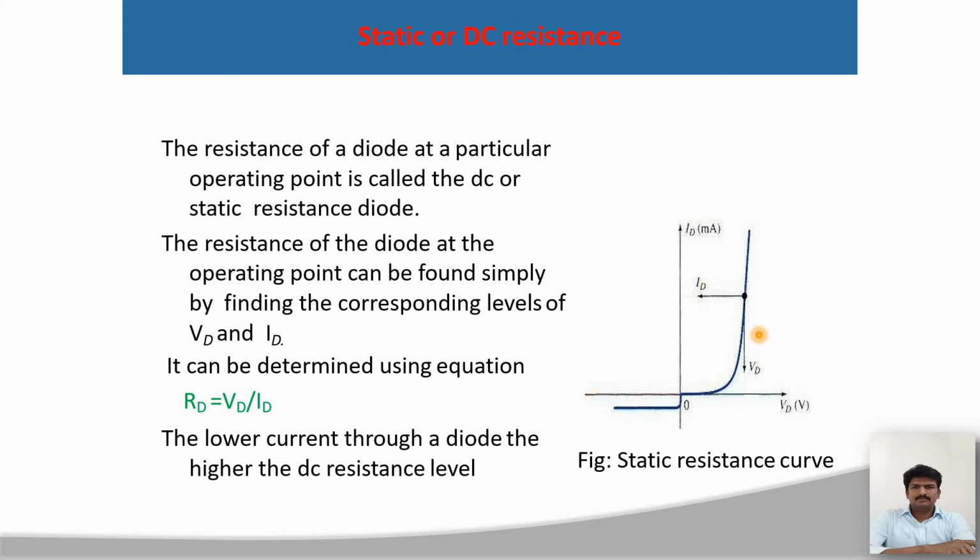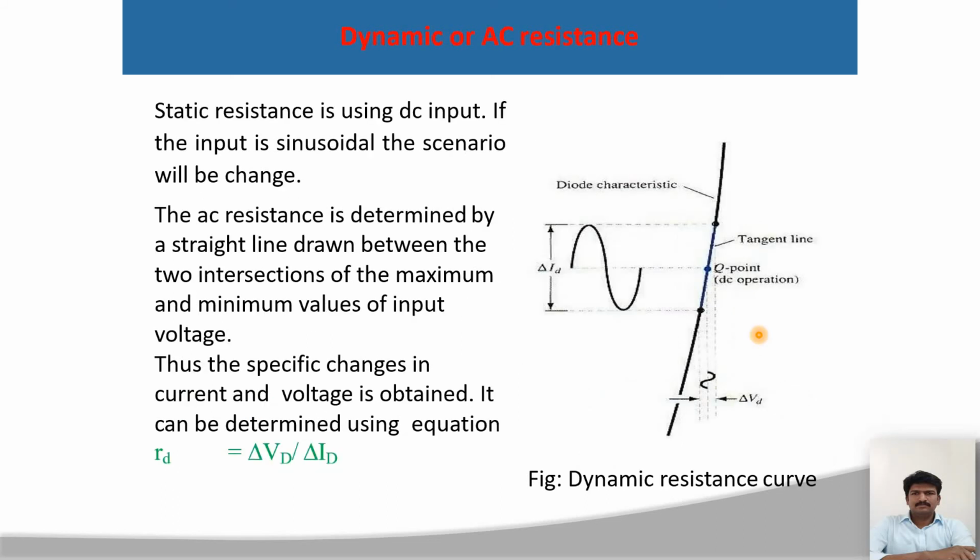The resistance does not change as long as you do not change the input voltage. If you are not changing the input voltage, it doesn't matter; the resistance remains the same. The lower the current through the diode, the higher the DC resistance level. Dynamic resistance means the resistance changes with respect to the change of the applied voltage. This impacts the conduction of the diode, meaning the current passing through the diode also changes.